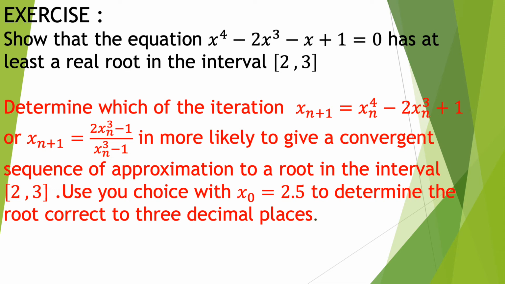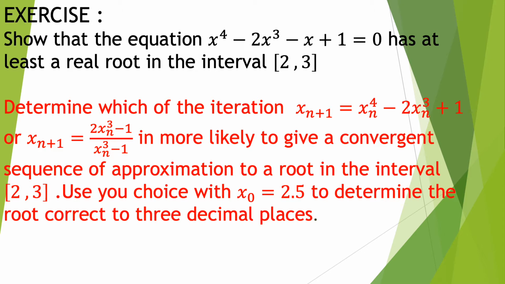Today we are going to discuss the STPM format questions. Same as the question given. Show that the equation x^4 - 2x^3 - x + 1 = 0 has at least a real root in the interval 2 and 3. For this part, we have to apply the intermediate value theorem to solve.